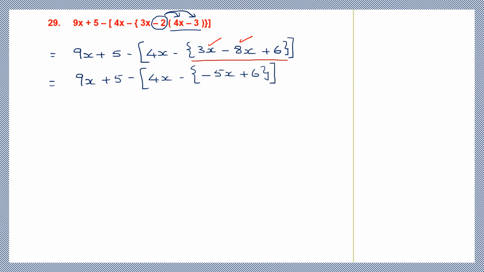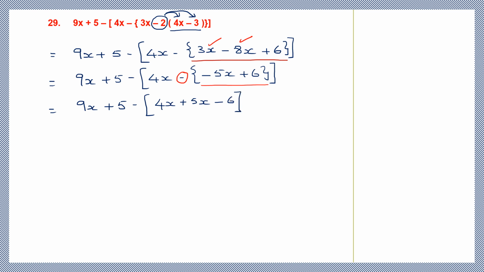Now we are going to remove the curly bracket. So let's do that. So that is 9x plus 5 minus 4x. Now before you remove, look at the sign inside. The sign before the bracket is minus. That means the sign of all the terms inside will change. So plus 5x and minus 6. So we've removed the curly brackets.